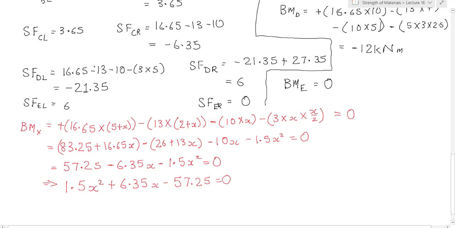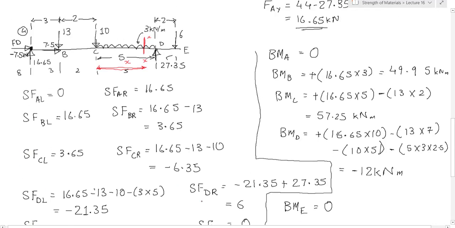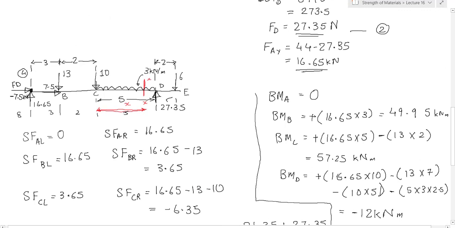The x value is coming out to be 4.41 or minus 8.65. Now it cannot be minus 8.65. Why can it not be minus 8.65? How can this distance be more than 5? Minus 8.65 means it will go outside this. This total distance is 5. In the negative direction, if I have to move minus 8, I will go outside the beam. So I cannot use that minus 8.